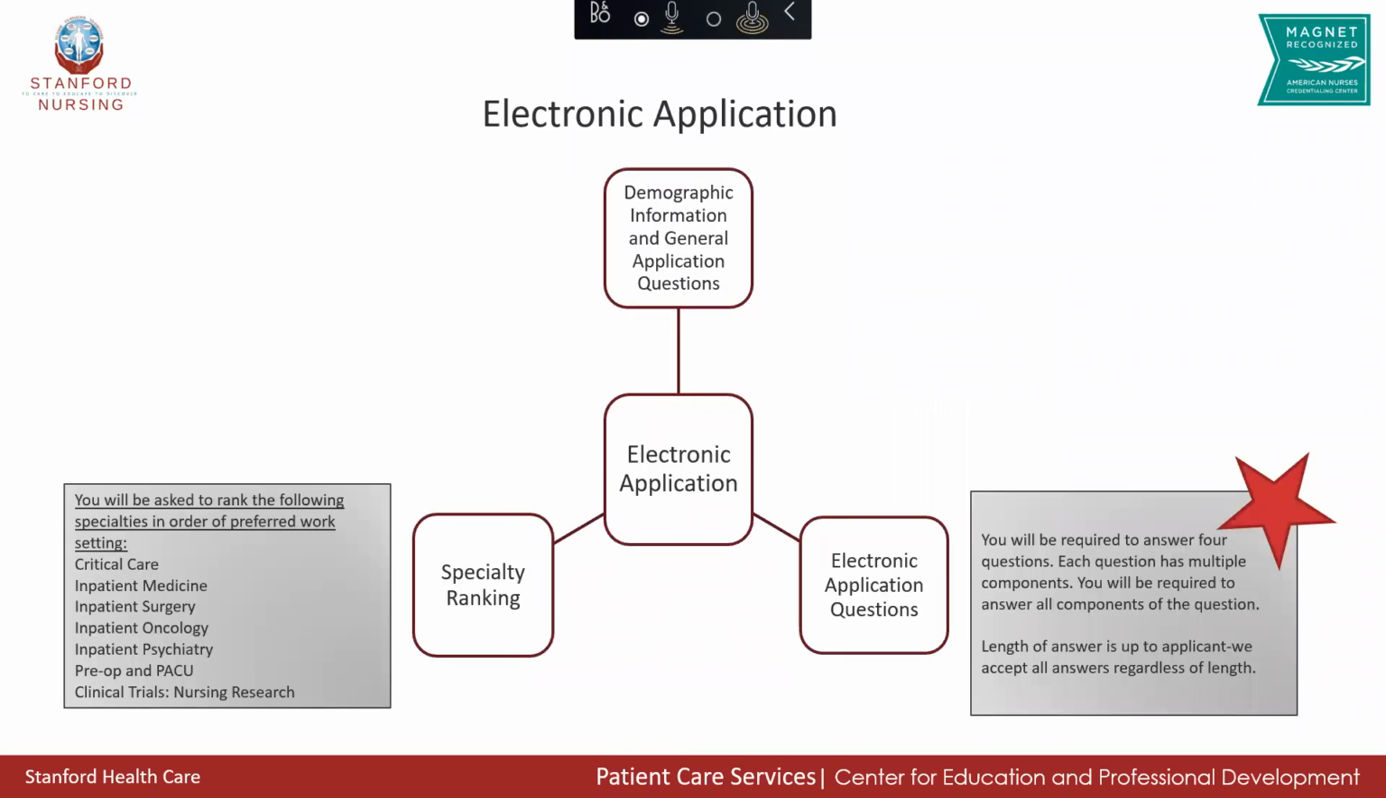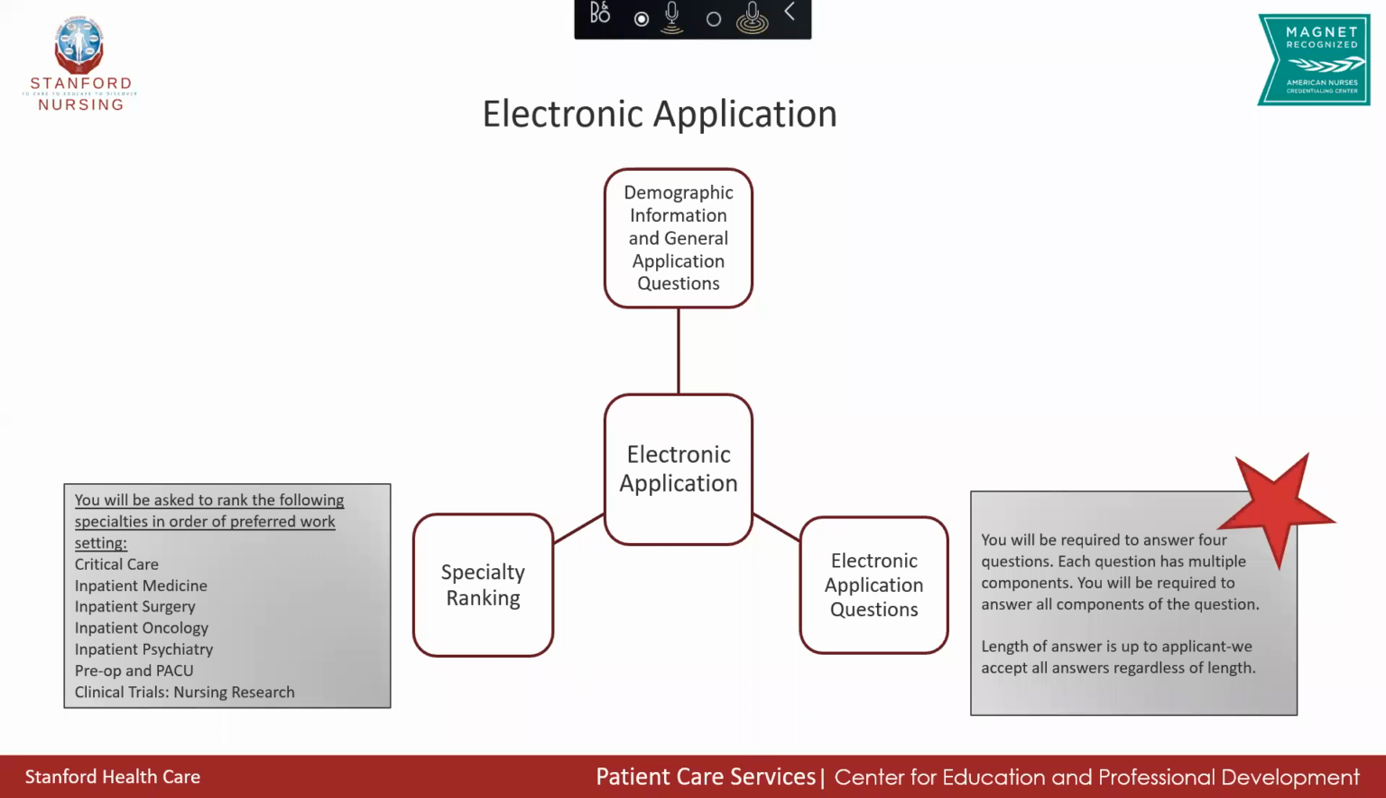Okay, the last part is the electronic application. So the electronic application has 3 main buckets. One, demographic information and some general application questions such as, where did you hear about our program, will you commit to a 1-year residency program? Really just kind of yes and no information.